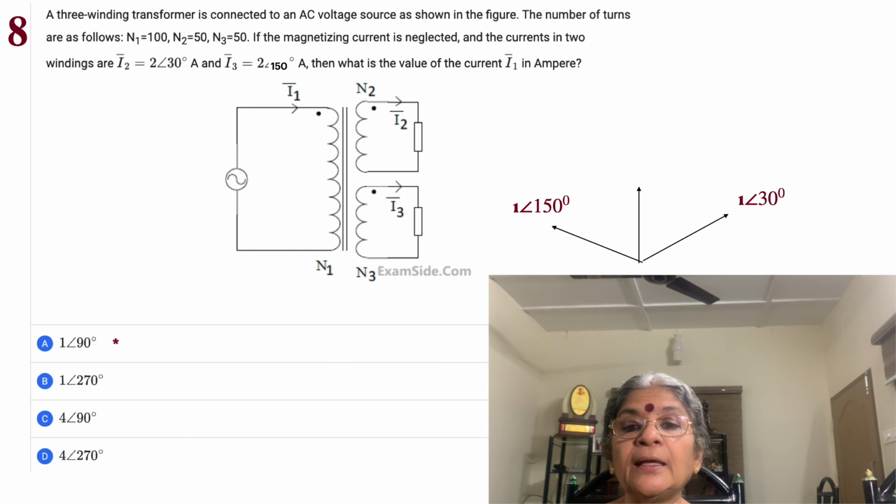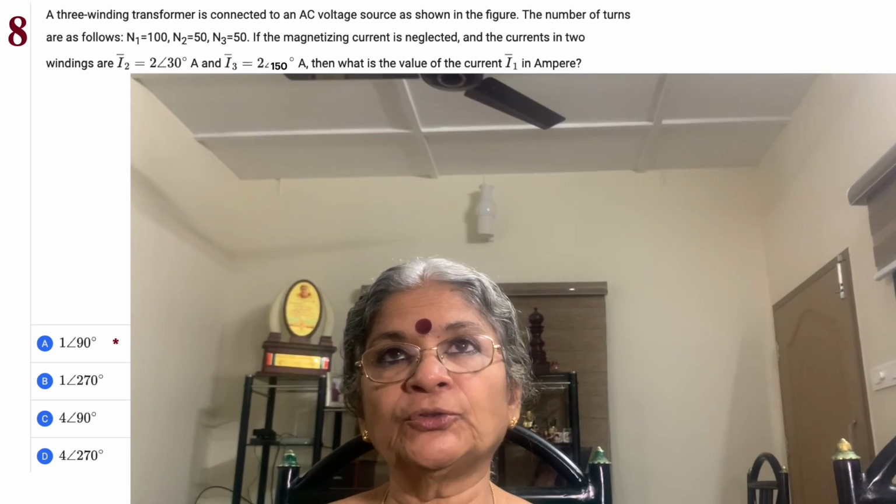So 2 angle 30 and 2 angle 150 need to be added together. But when they come to the primary, the current is going to reduce, so divide by 2 in both cases. So 1 angle 30 is to be added to 1 angle 150. You can see that 1 angle 30 and 1 angle 150 each make 60 degrees with the vertical, so the sum is going to be at the vertical, with a value equal to 1 angle 90. So that's the situation here.